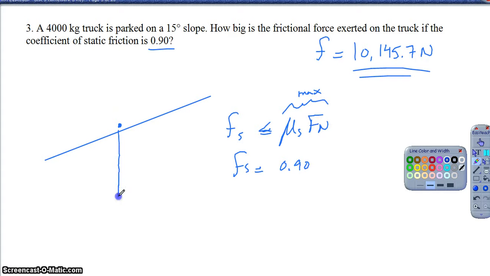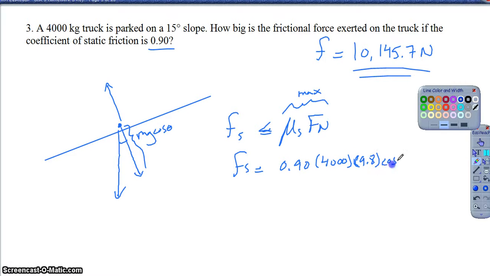Now my normal force in this case, hopefully we're pretty comfortable with this, would come from the cosine component of gravity. So it would come from mass times gravity times cosine of that angle, based on this angle here. So that's where I'm going to plug in my numbers. So 4,000 for the mass, gravity obviously being 9.8, and then cosine of my angle of 15.